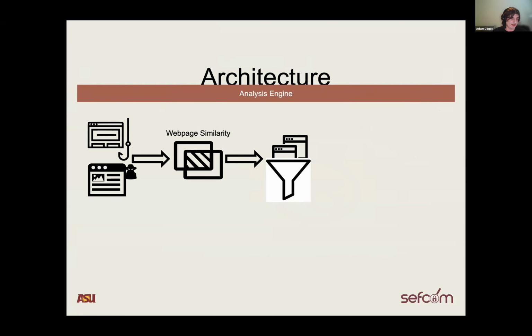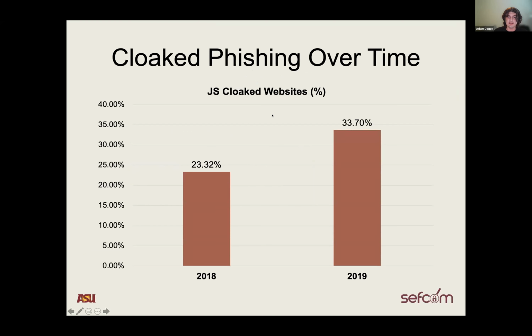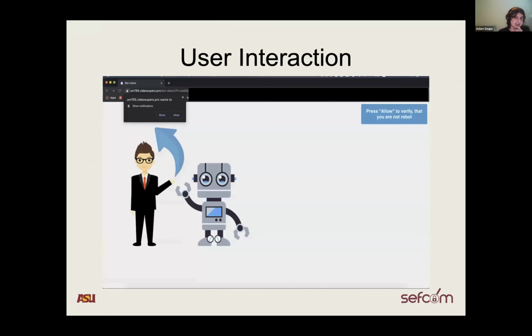And so we ran this for a while, and some key takeaways there. Using data from APWG that we were able to get, we see that cloaked phishing is increasing over time. So the percentage of phishing websites in our data set that use JavaScript cloaking has increased over time, which I think is kind of interesting. It indicates that things are getting more and more sophisticated.